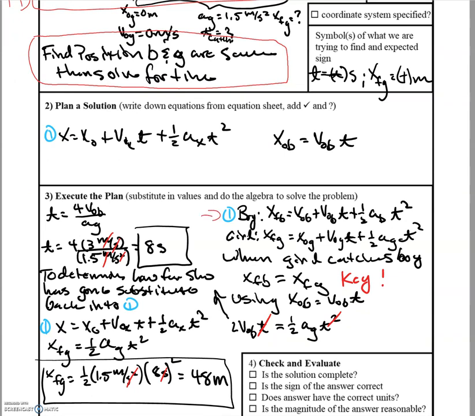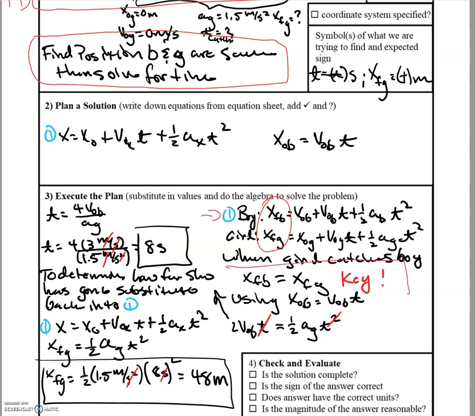You're writing an expression in terms of time, since that's what we're looking for, for the boy, and then for the girl. We know what the initial positions are. We know what the acceleration is. And we know what the initial velocity is. So we can solve for the final position. There's one unknown, which is time, which is what we need. So we can solve. Because remember, we are setting these two equal to each other: the final position of the boy and the final position of the girl.